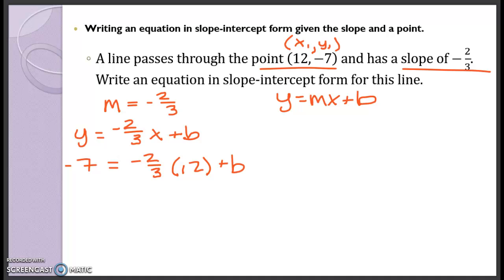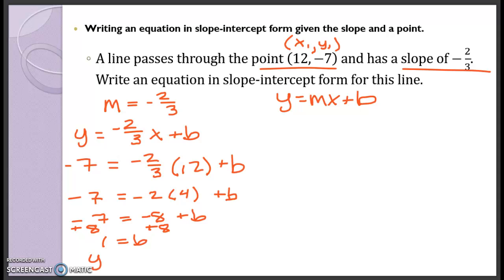Okay, so -2/3 times 12, what is that? Well, 12 divided by 3 is 4. So I'm left with -7 equals -8 plus b. Now add 8 to both sides. And I should get 1 equals b. So that means my equation is going to be y equals -2/3 x plus b, which is 1. Now there's one way to do it.